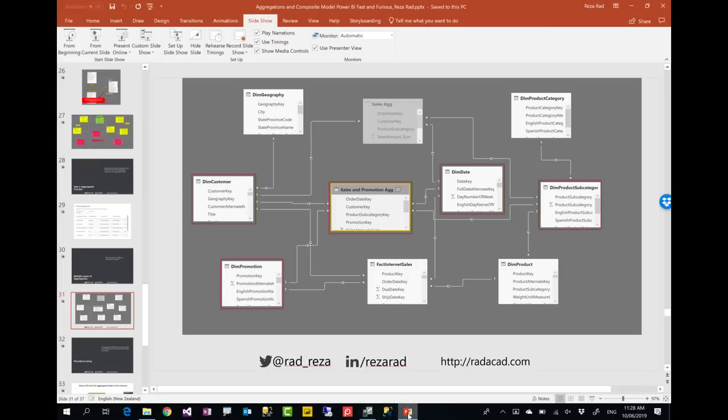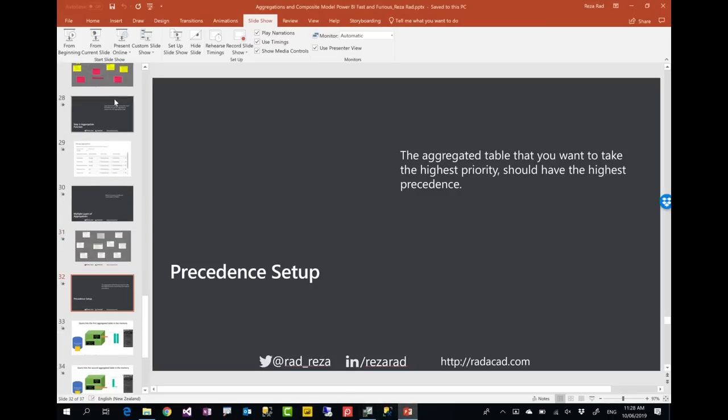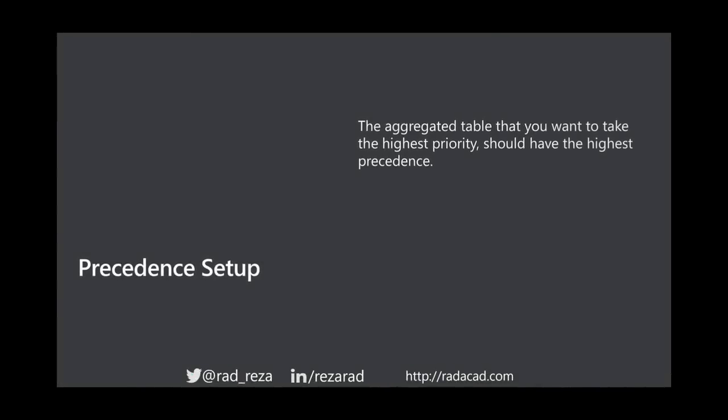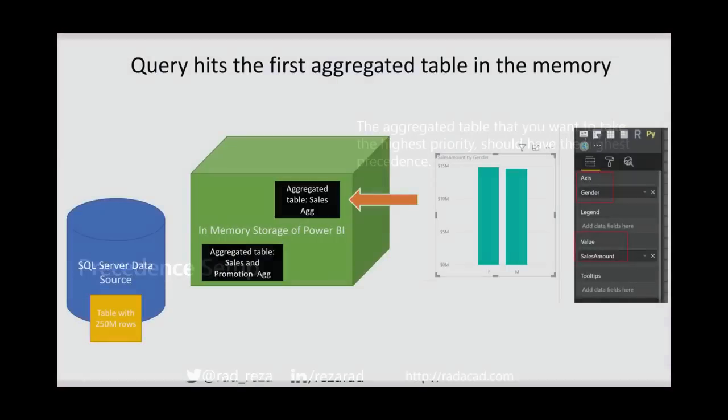I'm going to close this because that example is not here. So, something called Precedence. When you set Precedence, you say, okay, this table, which is only sales by date, is my first aggregation, with Precedence of 0. The second table is a table that is by date and customer. Precedence of that is 1, then 2, 3, 4, all the way to the end. So as a result, it would work like this.